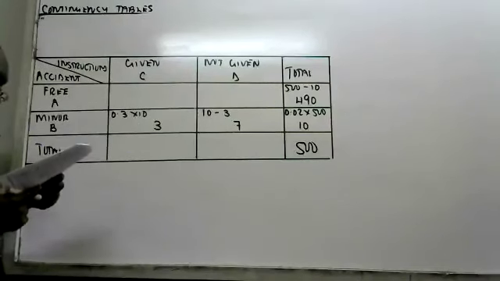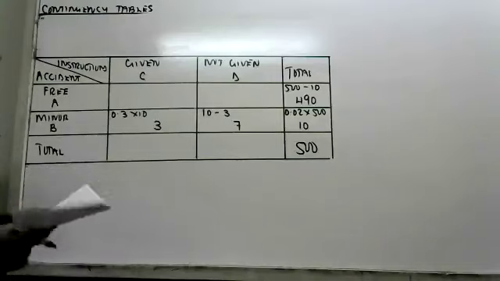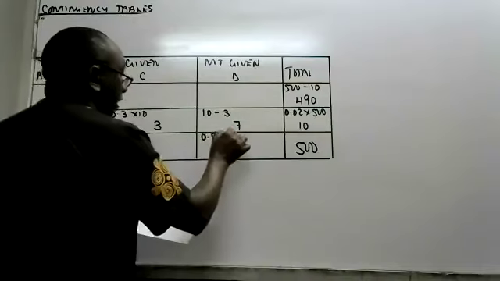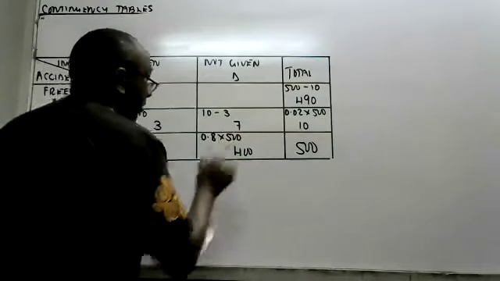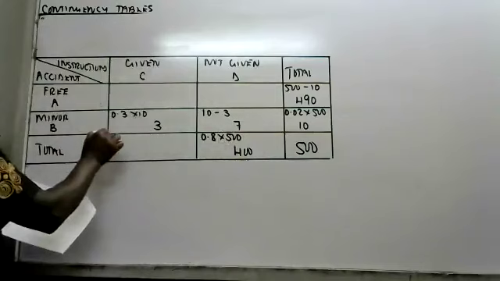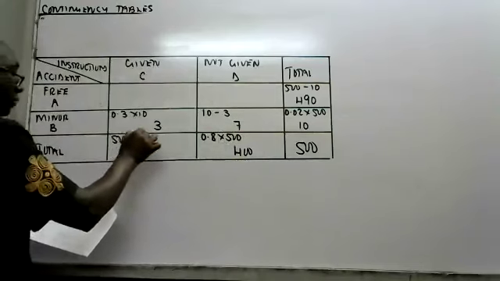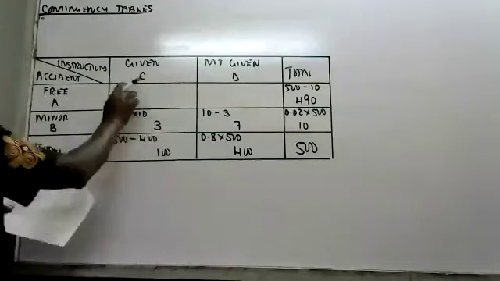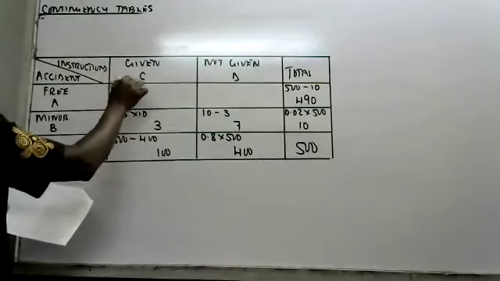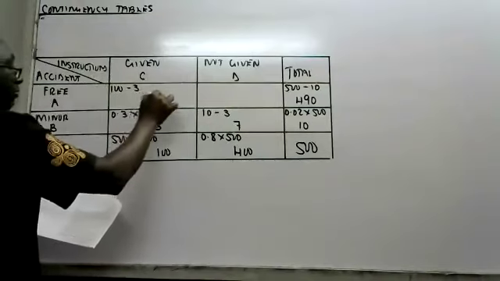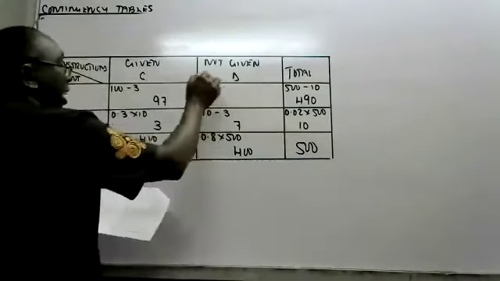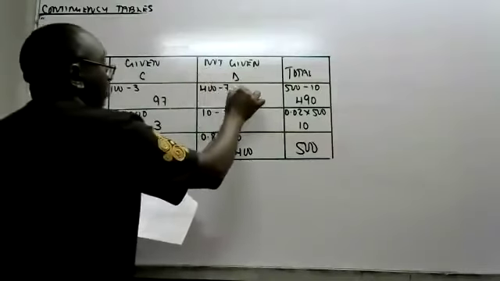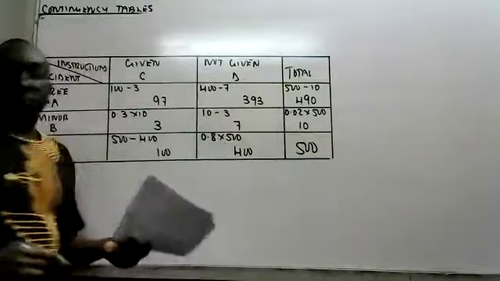80% of all employees had no safety infractions. So those who have not been given, it is 80% of 500. These are 400. So the balance here is 500 minus 400, which is 100. And therefore here it must be 100 minus 3, which is 97. And here it must be 400 minus 7, which is 393.